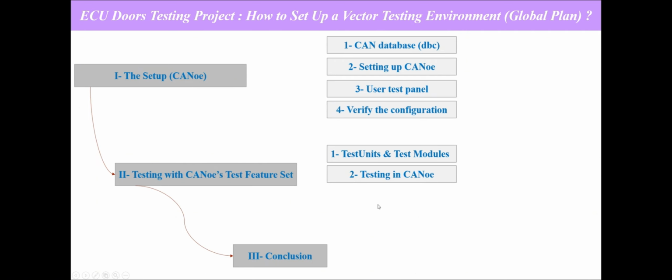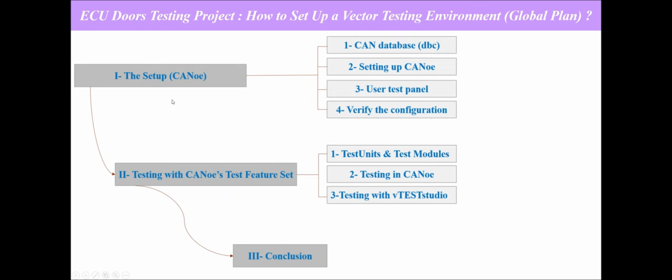Okay, and then we have a conclusion. But before the conclusion, we have another step in the testing with the Canoe test setup. So this step is testing with VTest Studio. So we can also perform some testing using VTest Studio, which provides a structured environment for developing and managing automated tests. Okay, and at the end we will do some conclusion.